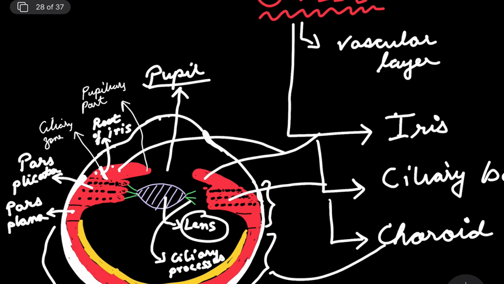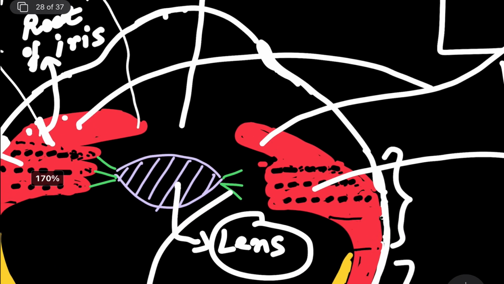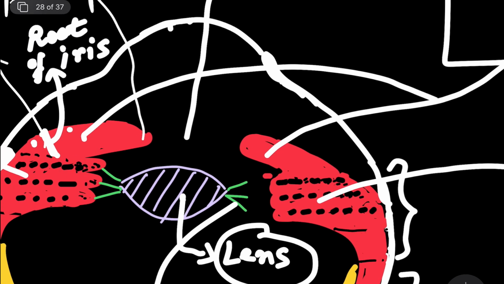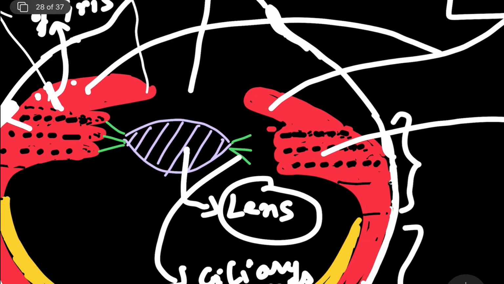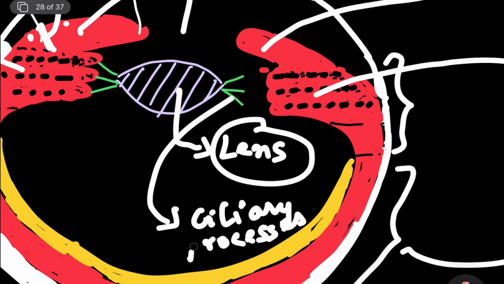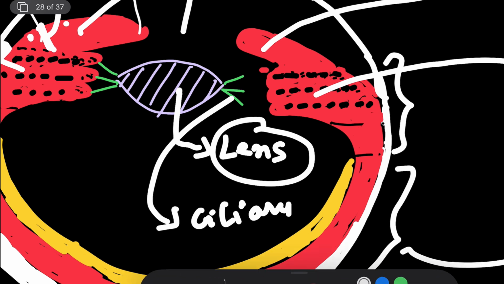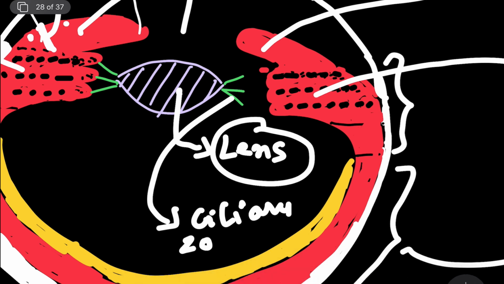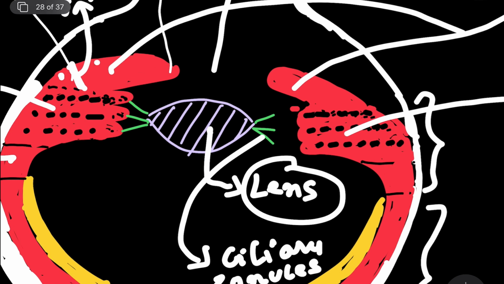Now, some interesting things. See, from pars plicata, these green things are coming out. Can you see? These green thread-like things, I have wrongly labeled them as ciliary processes. They are not ciliary processes. In fact, they are known as the ciliary zonules.